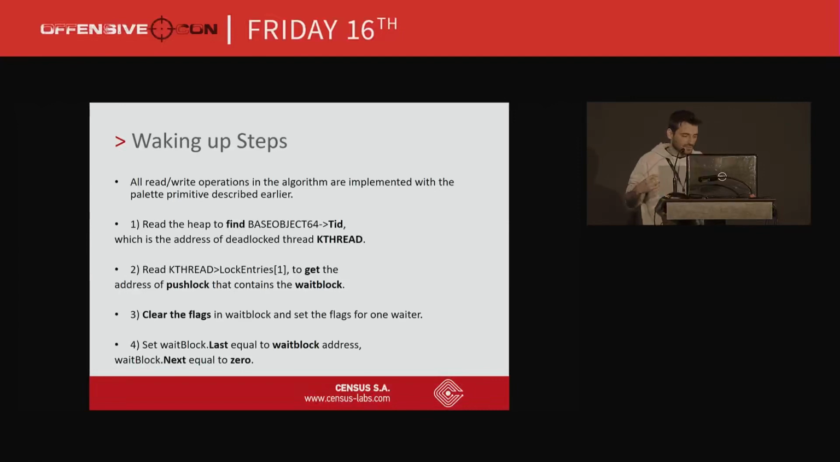Then we are going to clear the flags in the wait block and set them as there is only one waiter. Then we are going to set the last member of the wait block equal to the address of the wait block, and the next member equal to 0. Again, as there is only one waiter.